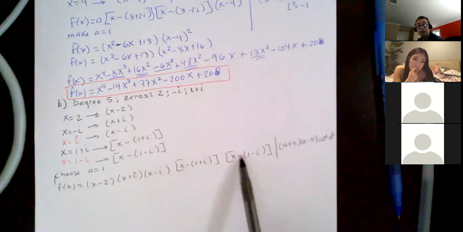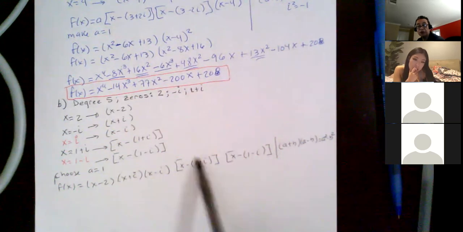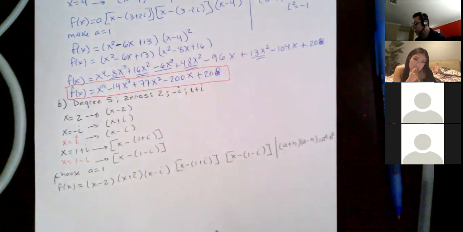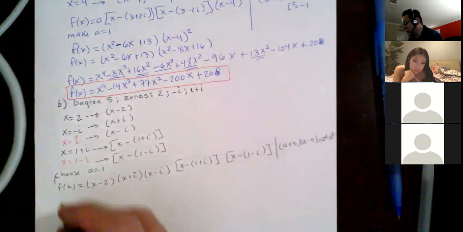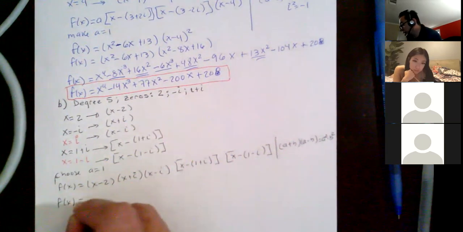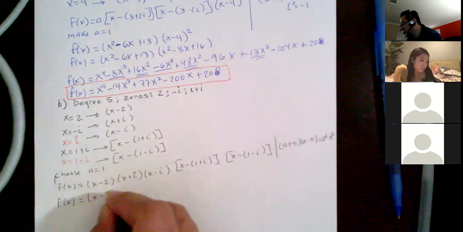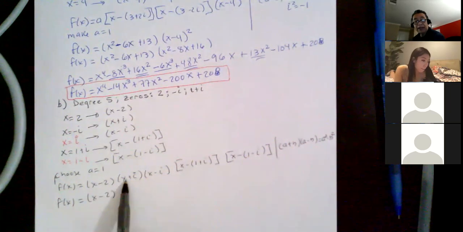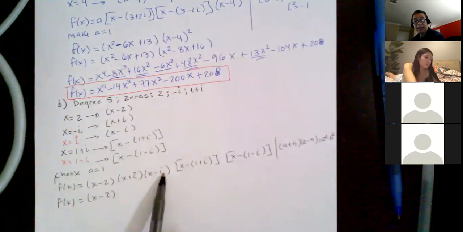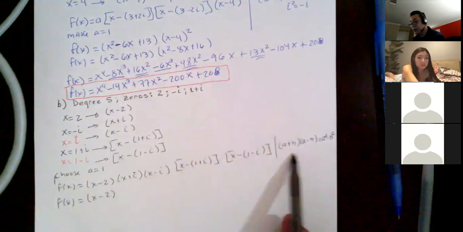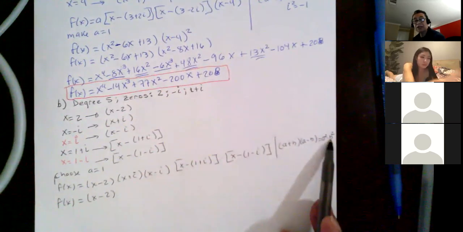But for these two, you guys are going to do what we did before. So here, let's do one more step. f of x equals x minus 2. If you multiply x plus i times x minus i, use this formula right here. That would be a squared minus b squared.